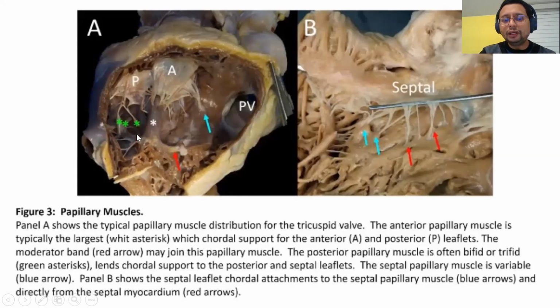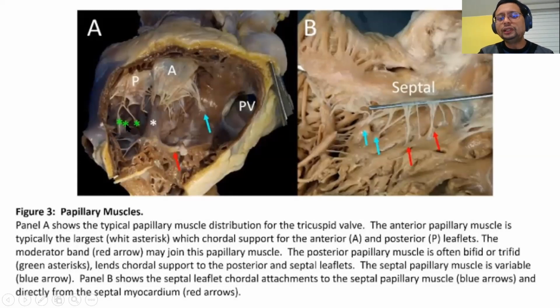The anterior papillary muscle is here, marked by the white asterisk. It is the biggest papillary muscle, and it supplies chordae tendineae to the anterior and posterior leaflets of the tricuspid valve, two leaflets. Anterior papillary muscle: anterior and posterior.